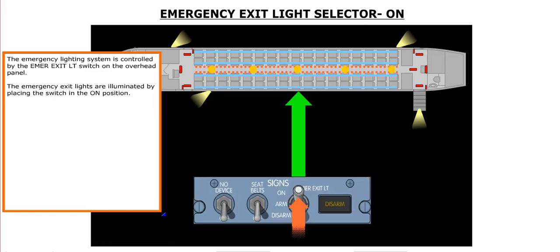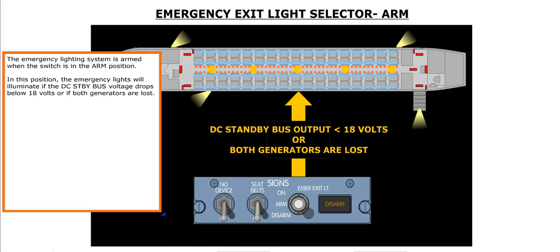The emergency lighting system is controlled by the emergency exit light switch on the overhead panel. The emergency exit lights are illuminated by placing the switch in the on position. The emergency lighting system is armed when the switch is in the arm position. In this position, the emergency lights will illuminate if the DC standby bus voltage drops below 18 volts, or if both generators are lost.